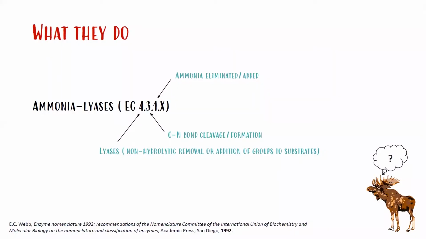So what are ammonia lyases and what do they do? If we take a look at their enzyme commission number, we would, well, obviously also from their name, get that they are lyases, which means that they are performing a non-hydrolytic removal or addition of a group to the appropriate substrate. Next, we could tell that they are performing a CN bond cleavage or formation. And finally, we can see that the N counterpart is ammonia. So all in all, we can conclude that what ammonia lyases do is they either eliminate or add ammonia to substrates.